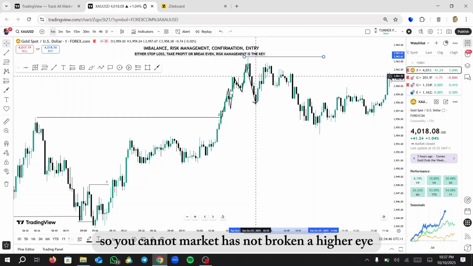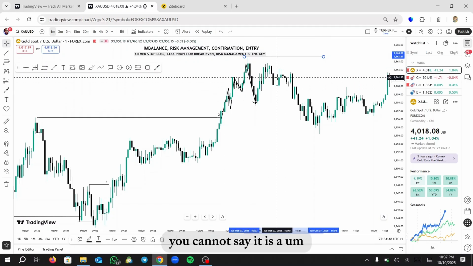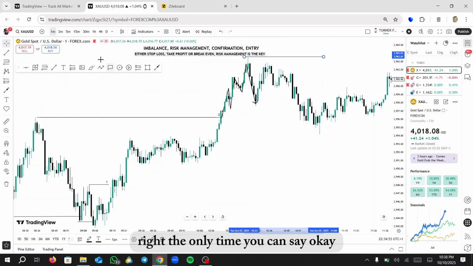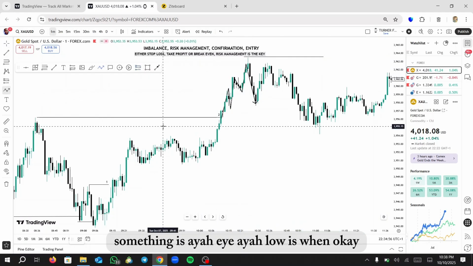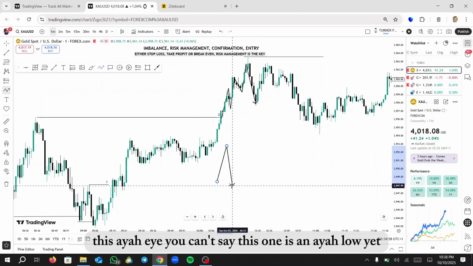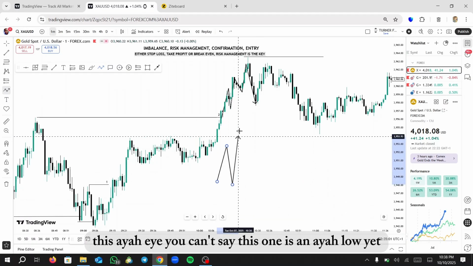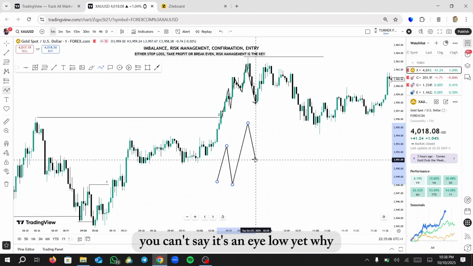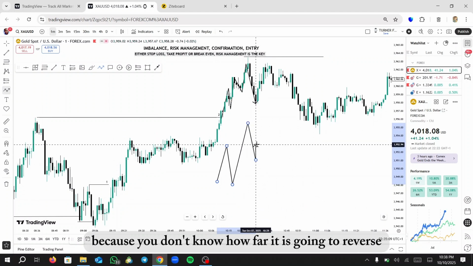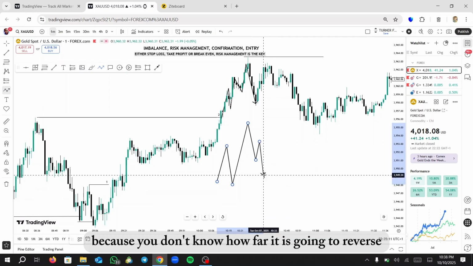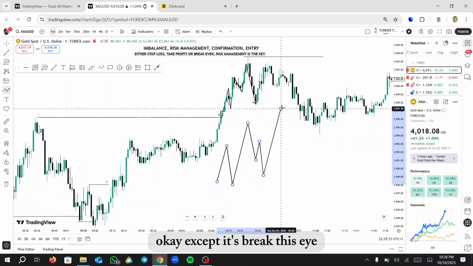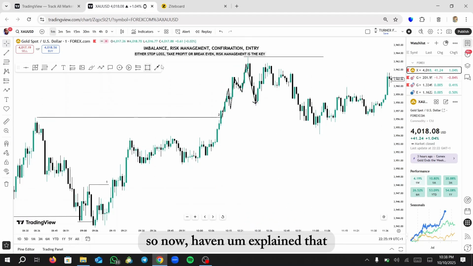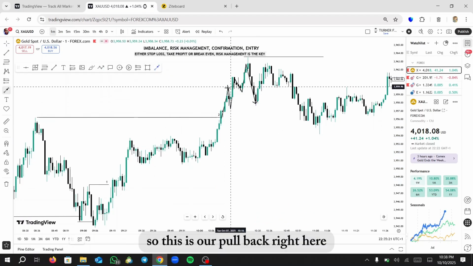The market has not broken a higher high, so you cannot say it is a higher low in the case of an uptrend, right? The only time you can say something is a higher low is when this is a higher high. You can't say this one is a higher low yet, except it breaks this high and then reverses again. Why? Because you don't know how far it is going to reverse. Do you get that? So now having explained that, this is our pullback right here.